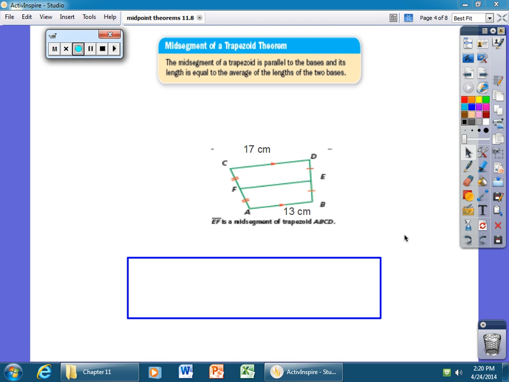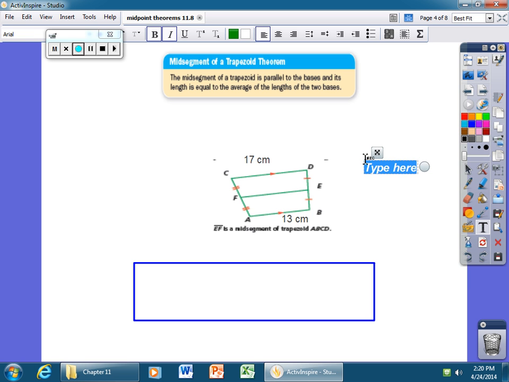To find the length of FE, what I would do is add 17 and 13, which is going to be 30, and then I would divide 30 by 2, and the length of my midsegment would be 15. So I take the average of the two bases to get the length of the midsegment. This is the midsegment of a trapezoid.